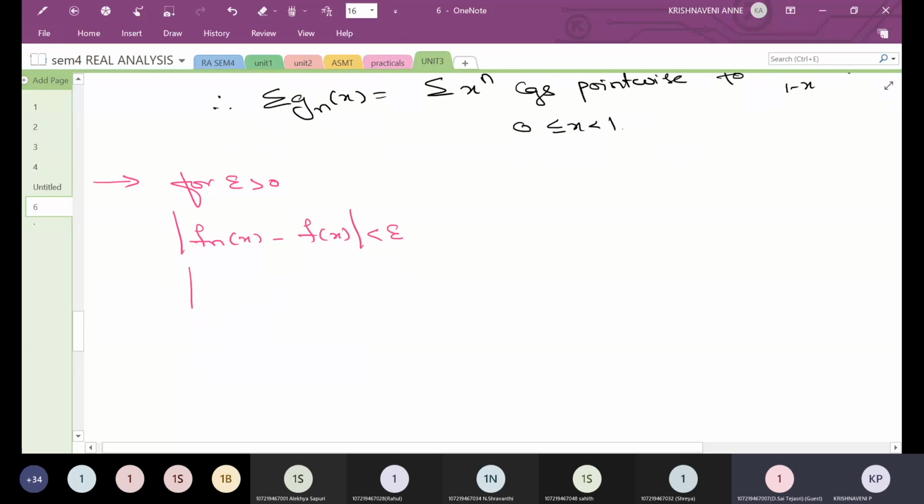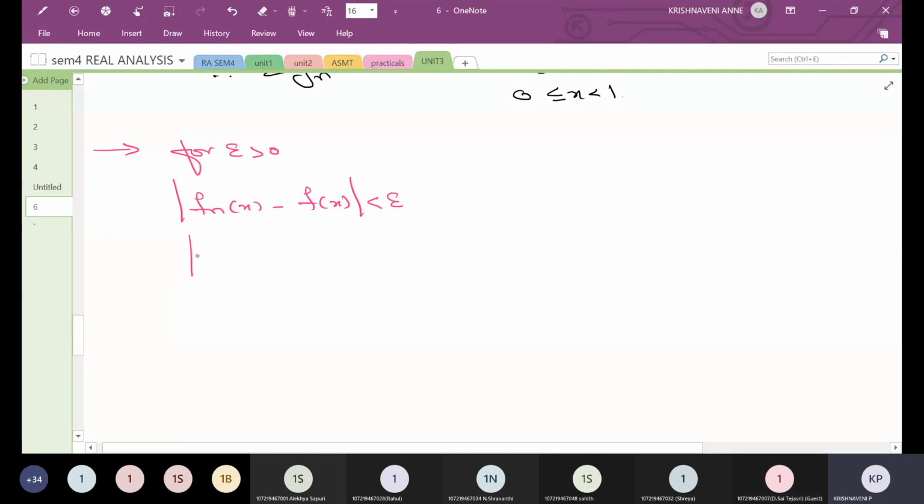Okay, now fn of x is (1 minus x power n plus 1) by (1 minus x) minus. And for 0 less than x less than 1, the f of x value we got as 1 minus x. So I took that value. Now, what is the next step? Simplify this. Take the LCM as 1 minus x.